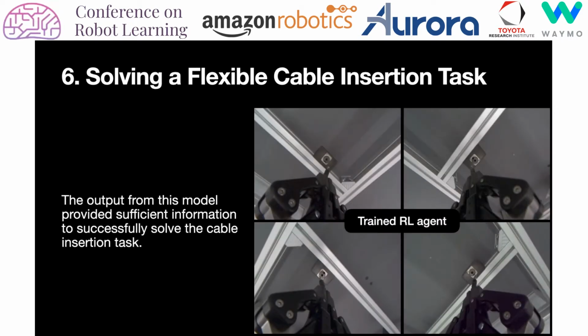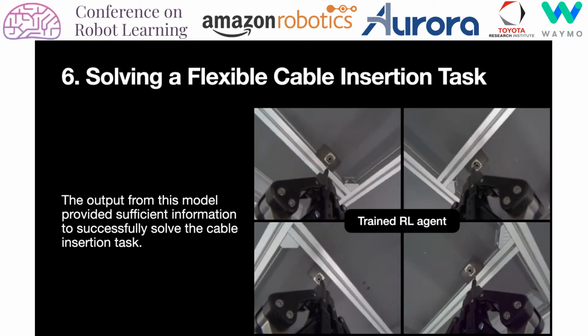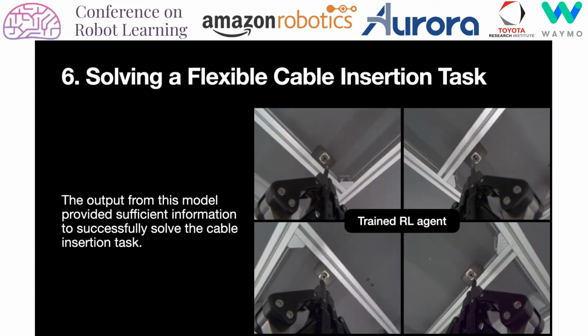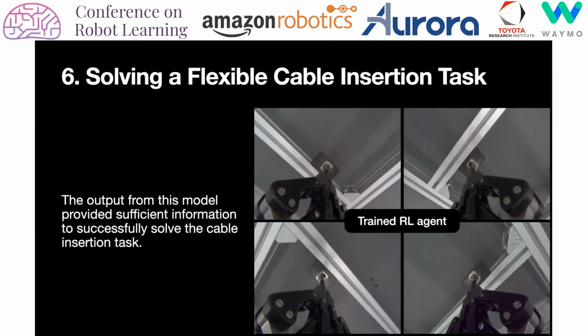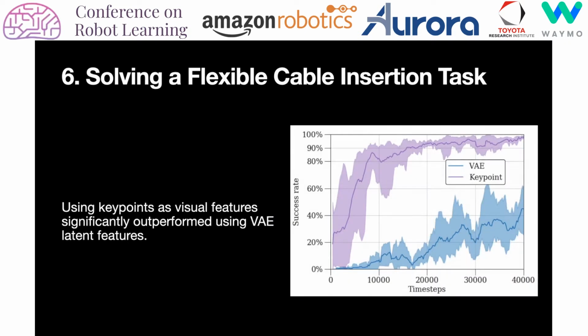The output from the model provides sufficient information to the RL agent for it to successfully solve the cable insertion task. Using key points as visual features significantly outperformed using VAE latent features. Our agent trained faster and reached a significantly better final performance.